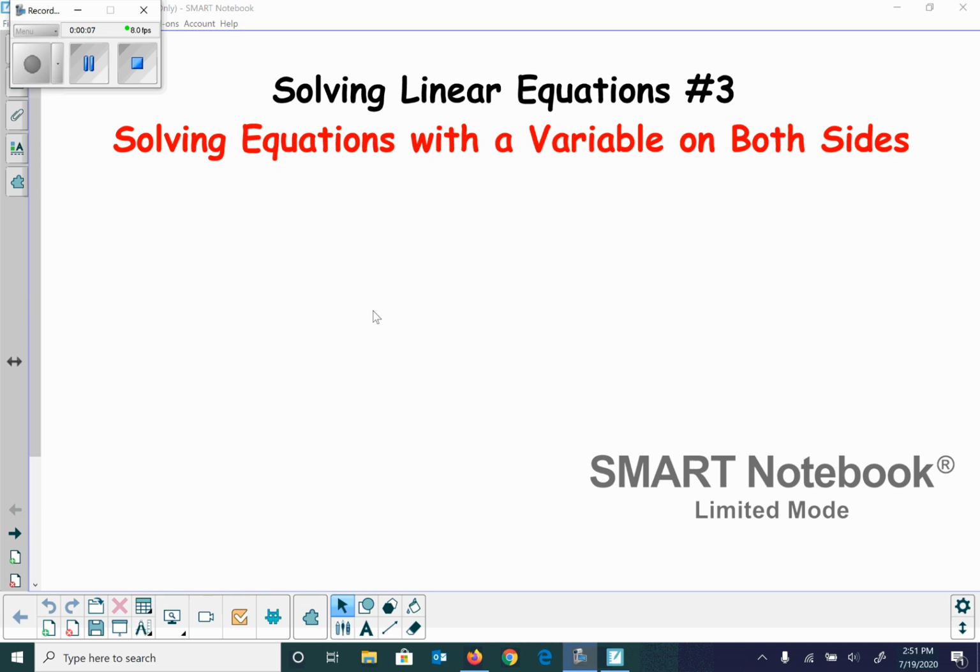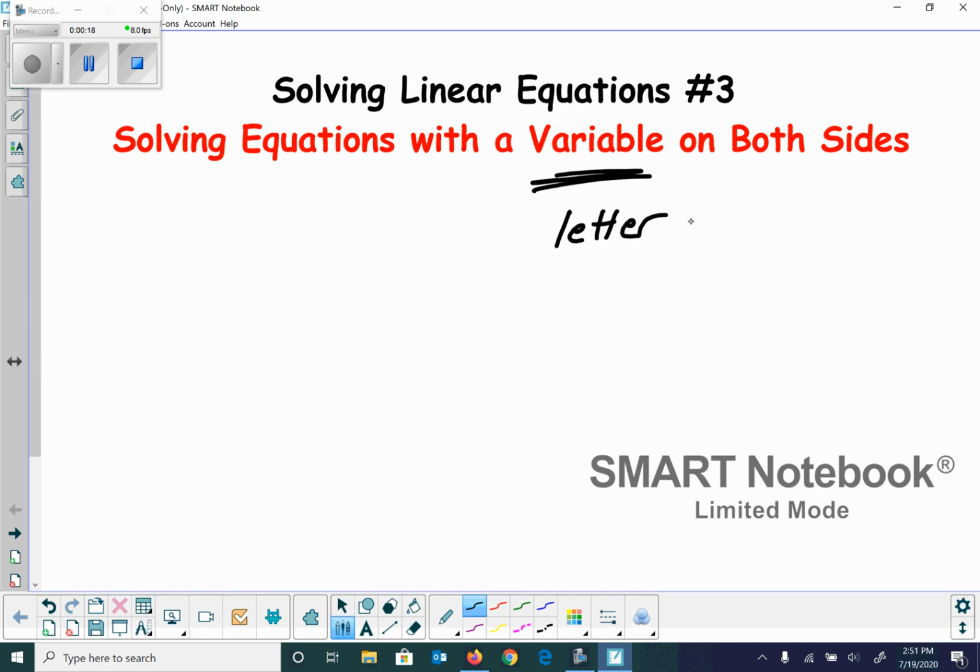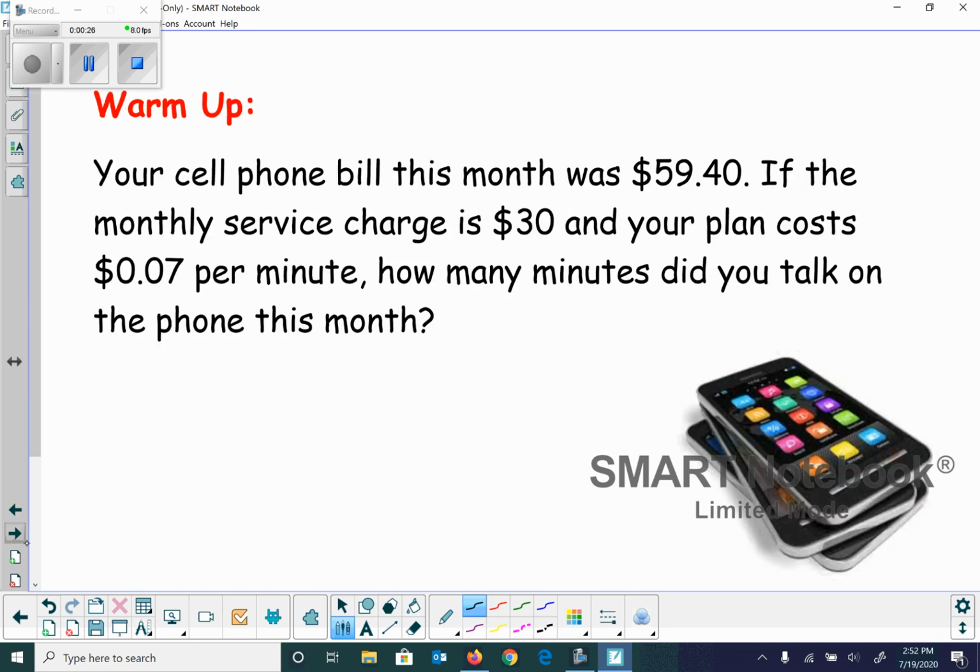This is solving linear equations number 3. Sometimes you have a variable on both sides. So remember, that's the letter. So you get a letter on both sides. And it could be the same, it could be different. We're going to deal with ones that are same right now. Later in the course, we'll see different ones on either side. But, we're dealing with this now. Hope you all are doing well.